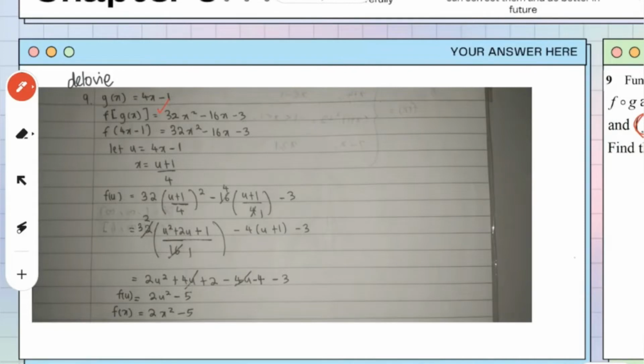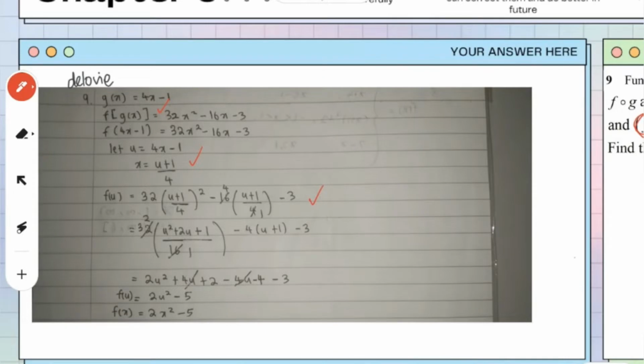Kan, dia show the composite function ataupun dia masukkan 4x minus 1 and then let u equals to 4x minus 1 and then jadikan x sebagai subject. Okay, this one is correct as well. Kita akan gunakan cara ini and then substitute everything in terms of u. So fu ada u plus 1 over 4 square minus 4u plus 1 over 4 ni. Okay, this one is correct.